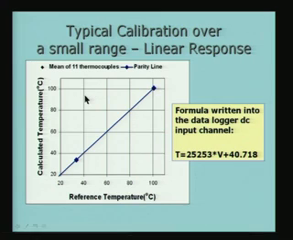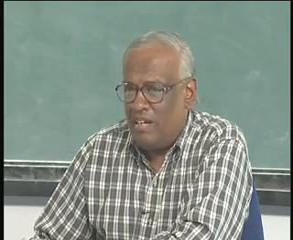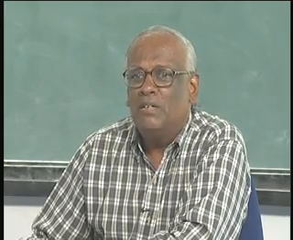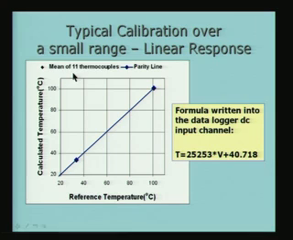In fact, what I have done is I have taken 11 thermocouples, and I have taken the average behavior of these 11 thermocouples and then made a simple plot of the temperature calculated based on this linear relationship, and the linear relationship of course is given here. I am using the formula given here as T equal to this constant times the output of the thermocouple, 25,253 times V plus 40.718. This is the formula which corresponds to this particular straight line, which is the average of 11 thermocouples.